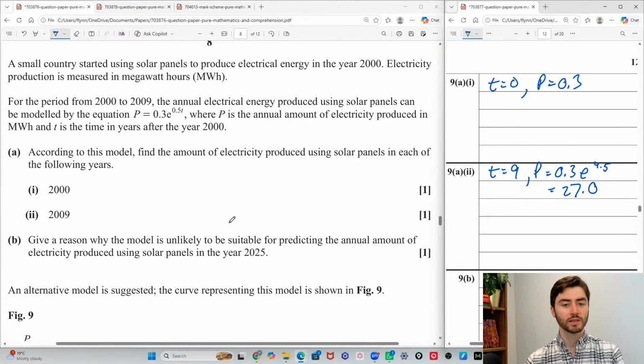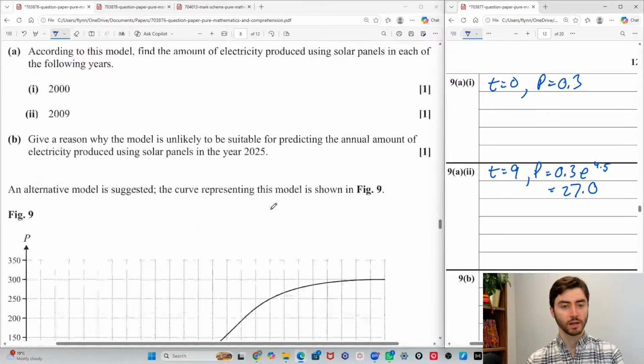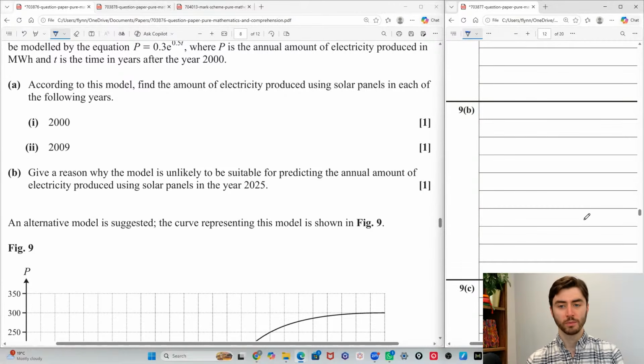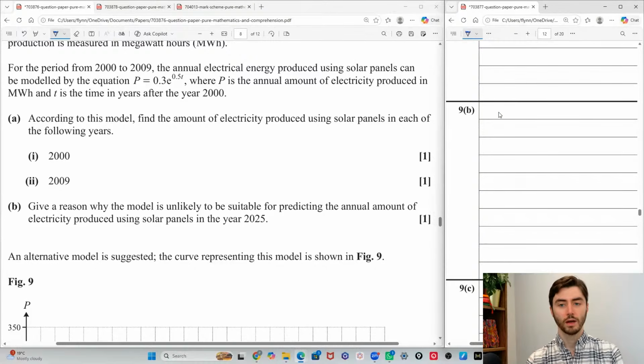Give a reason why the model is unlikely to be suitable for predicting annual amount of electricity in the year 2025. So it doesn't go on forever, basically. The model predicts infinite growth, but in practice, there are limitations on space and cost or something.